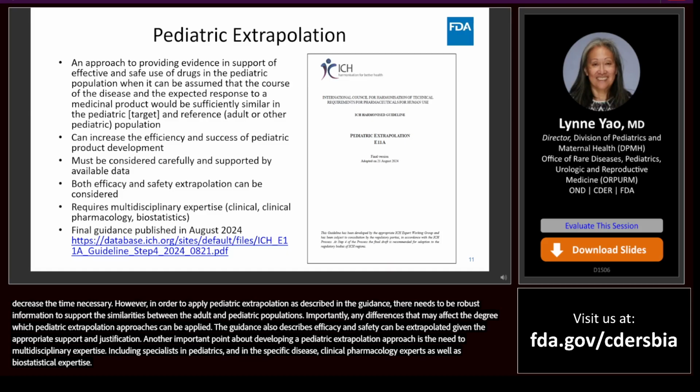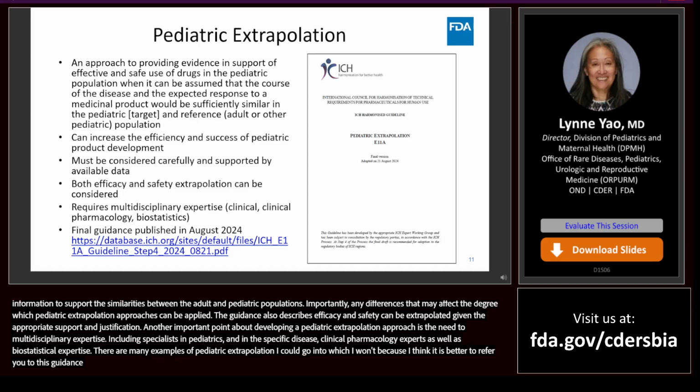There are many examples of pediatric extrapolation that I could go into, which I won't, because I think it's better to refer you to this guidance and to read it carefully, because there are great examples within the guidance, as well as training material examples at the ICH website that I can direct you to for more information.